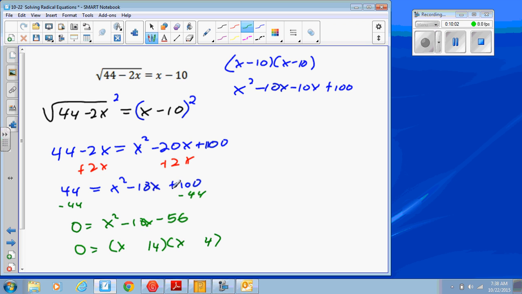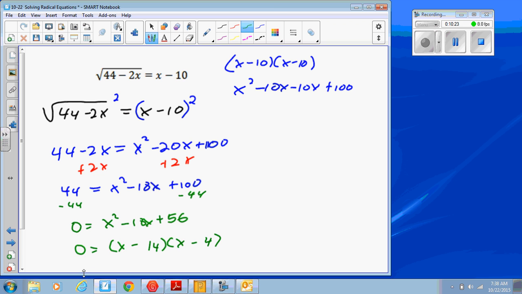Let's go back. Hold on, I'm sorry about that. This is not minus. This is supposed to be a plus because 100 minus 44 is plus 100. Okay, I was surprised. Sorry about that. Looking for numbers multiplied to 56 and added to 18, which is 14 and 4. Okay, so now, they both have the same sign, which is both negative here.